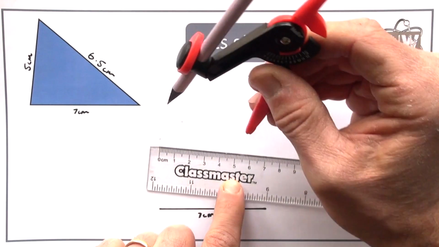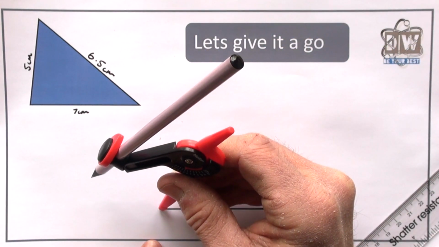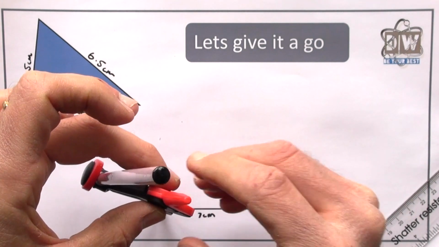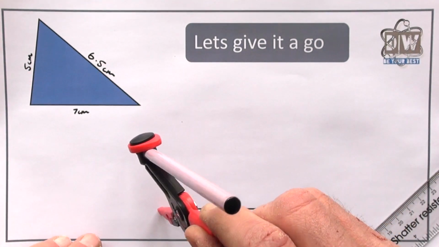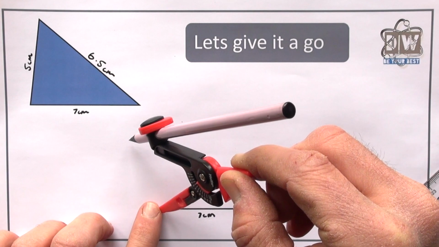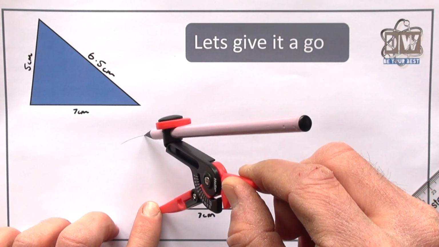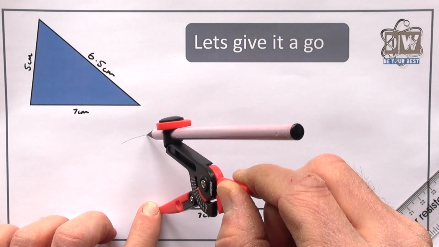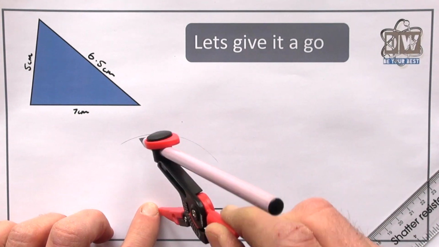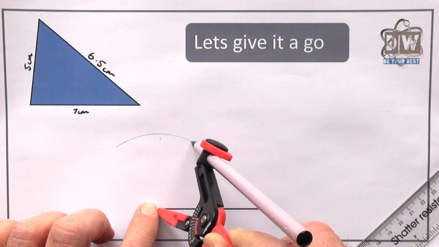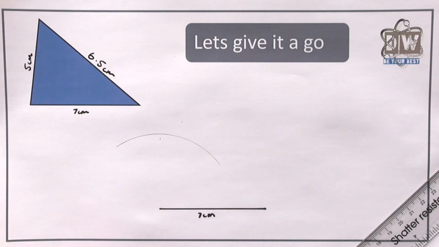And remember, I have to be accurate on it. So I place the point at the end of it, and I've got to be really careful I don't change that. And all I'm going to do is do a sweeping semicircular shape coming down through. And you can see there very clearly I've got that shape.